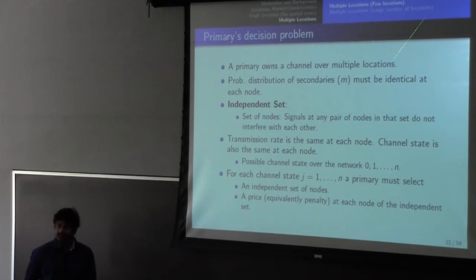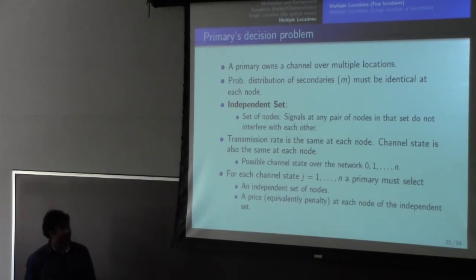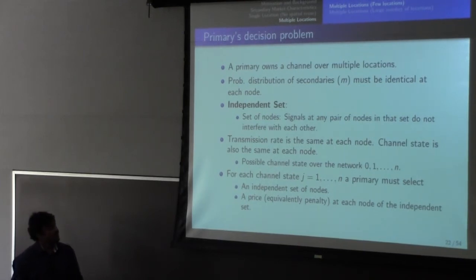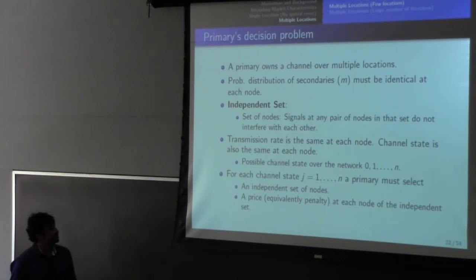As you know, signals at adjacent locations cannot be transmitted simultaneously because of interference. So a primary needs to select a set of locations which do not interfere with each other, which is known as an independent set. The transmission rate is assumed to be the same at each node, and the channel state is also the same at each node because the transmission rate is the same. So the possible channel states over the network are 0, 1 to n.